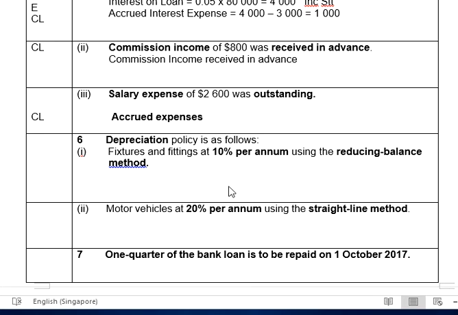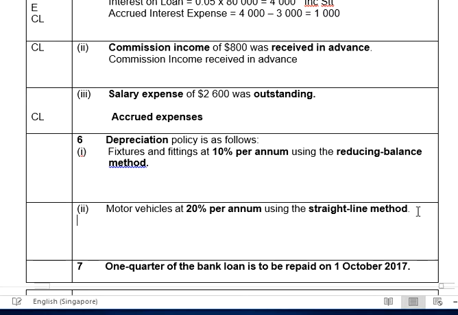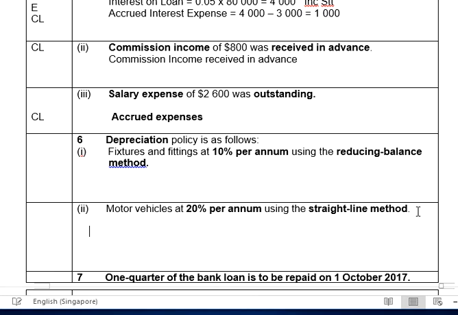Depreciation is a loss in the value of a non-current asset. There are two methods, the reducing balance method and the straight line method. Let me teach you the easier method first, which is the straight line method for motor vehicle. 20% per annum. It means that you need to calculate depreciation on motor V.